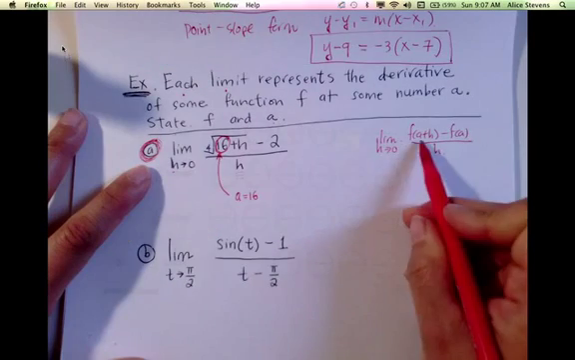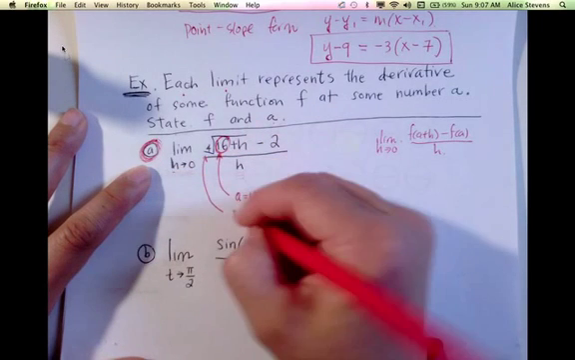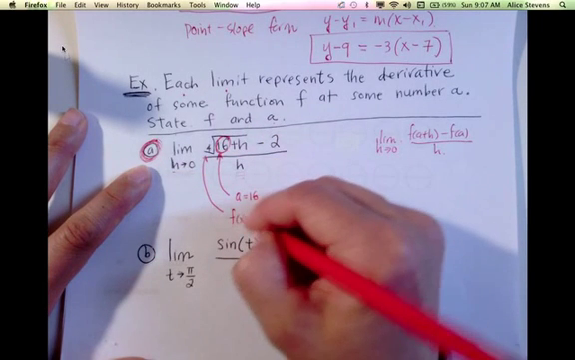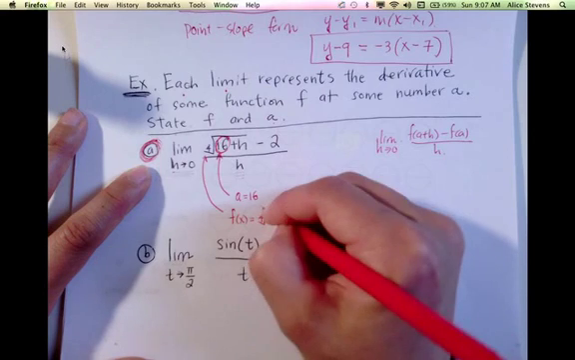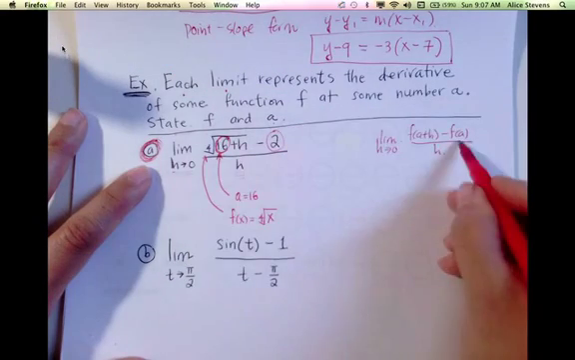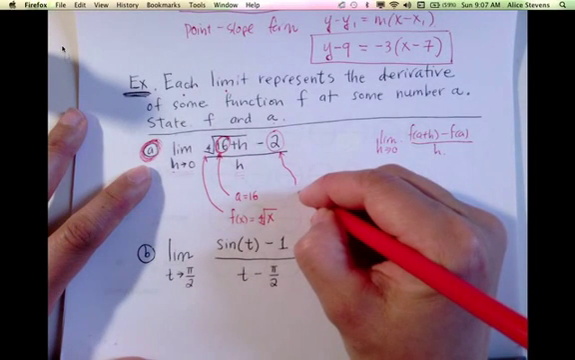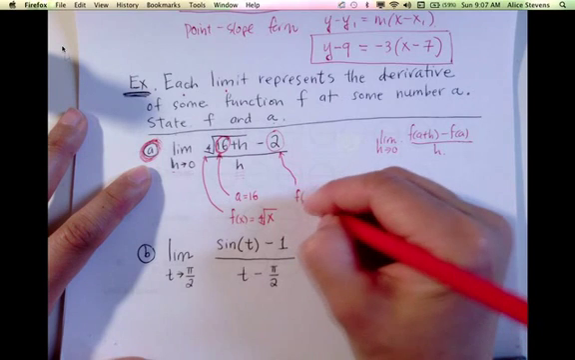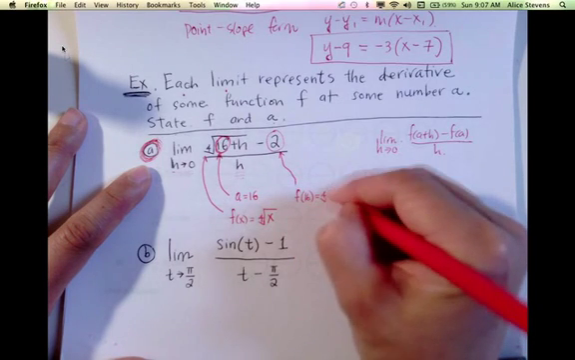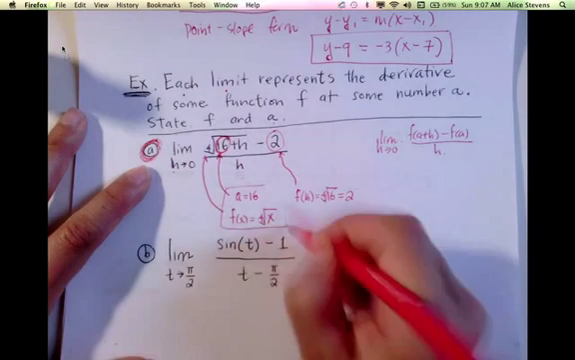And if a is 16, then it looks like my function f is the fourth root function. Now, just to double check, I'm going to see if this is f of a. f of 16 in this case is the fourth root of 16, which is 2. So I'm pretty happy with these choices.